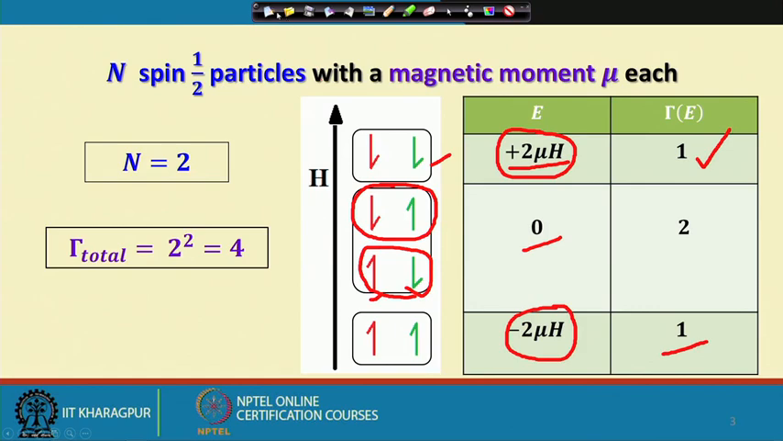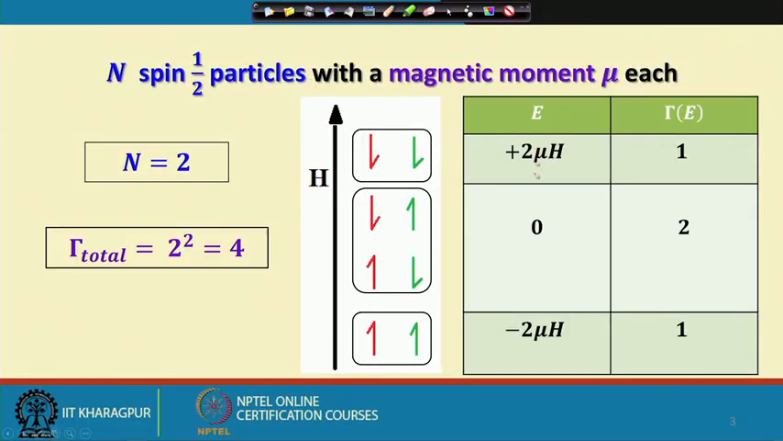Therefore, if we have a look at the microscopic states, even for this very simple system where each particle has only 2 energy states possible at the microscopic level, we find that different values of the total energy of the system comprised of these 2 particles are different. With this energy I have only one microstate, with this energy I have this microstate, but when the energy is equal to 0, I have a total of 2 microscopic states possible.